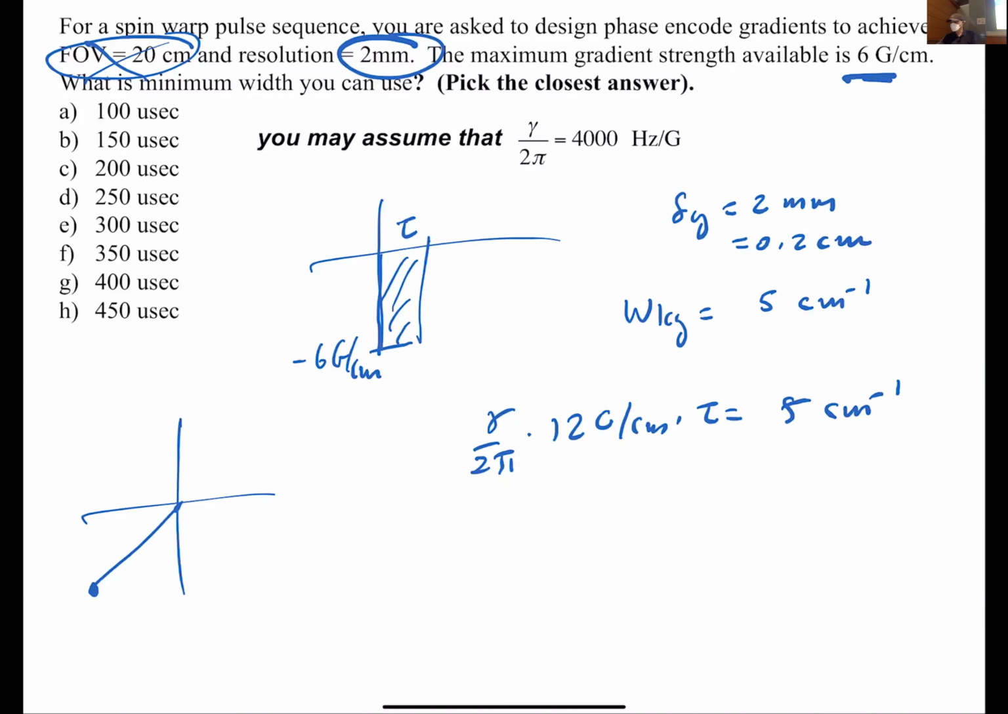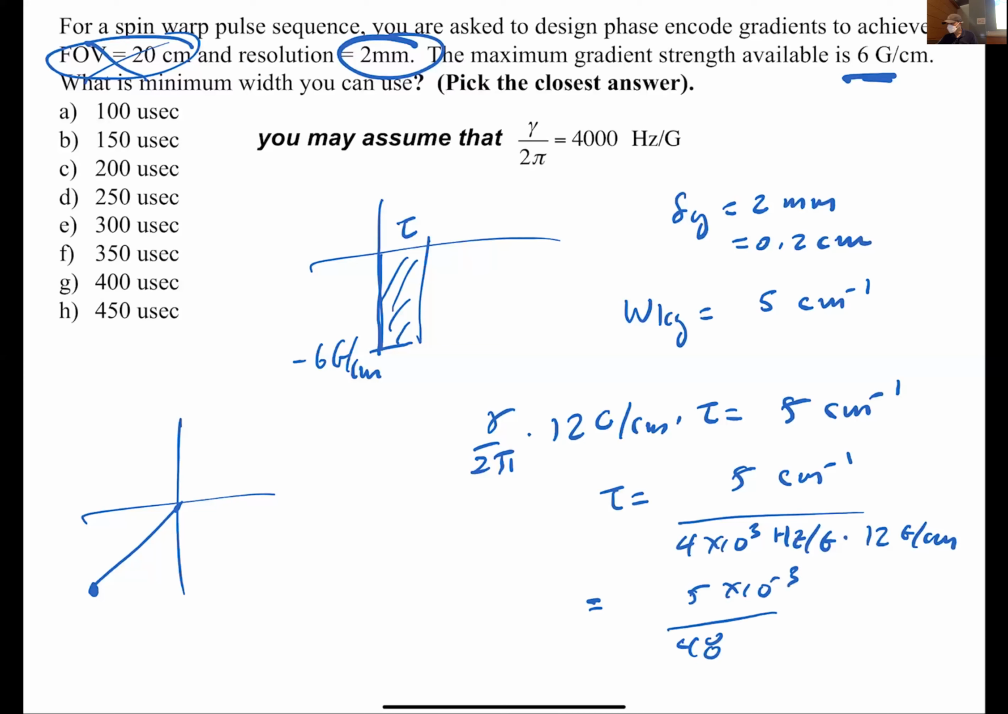And now I just solve for tau, right? So it's 5 inverse centimeters over 4 times 10 to the 3 hertz per Gauss divided by 12 Gauss per centimeter. Okay, so let's see what that equals. That's like 5 times 10 to the minus 3 over 48, right? So that's approximately 1 times 10 to the minus 4. So A would be the closest answer, because 1 times 10 to the minus 4 is about 100 microseconds.